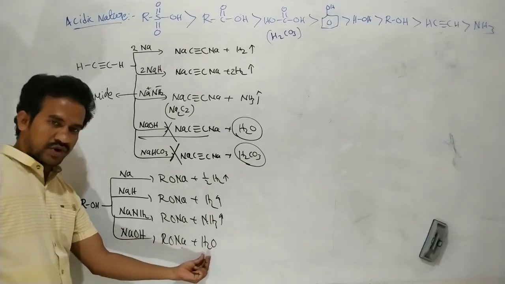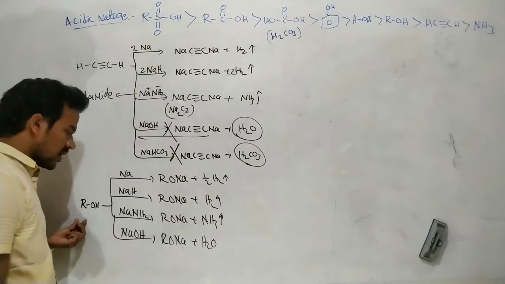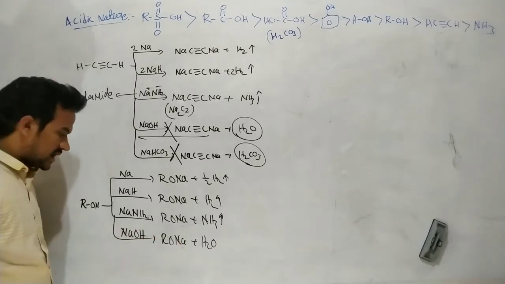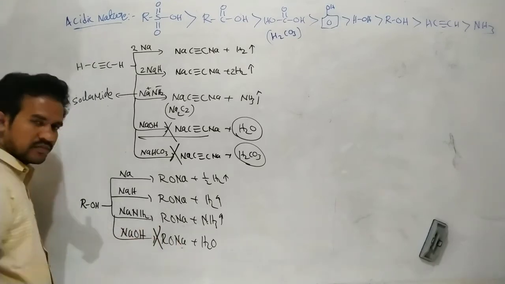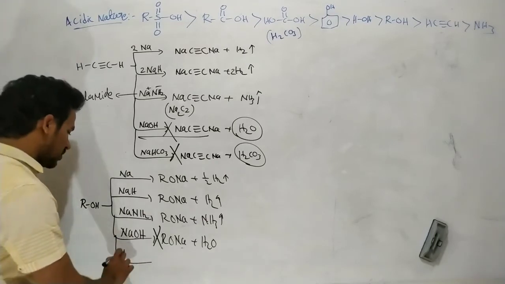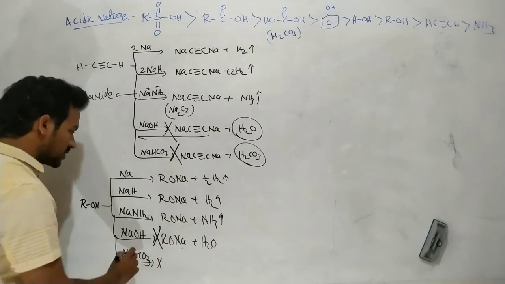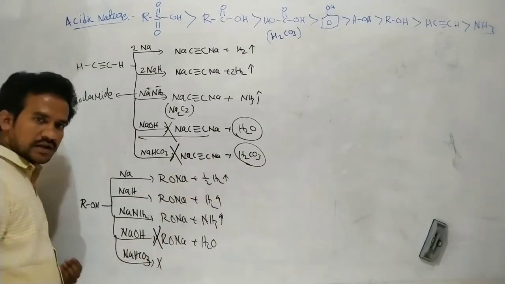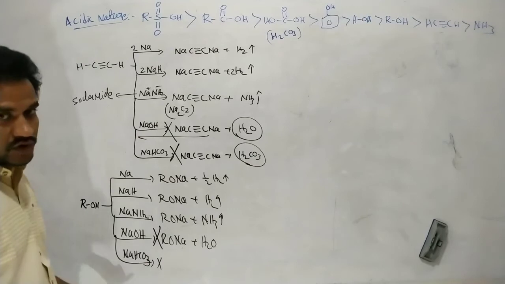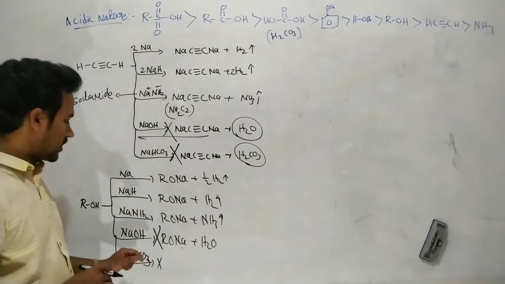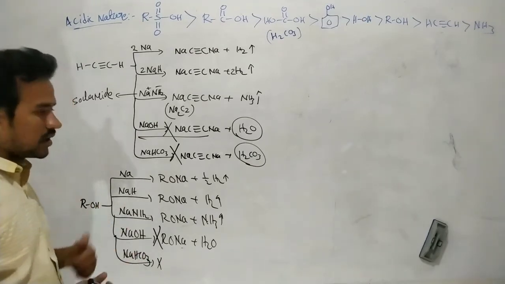This acid on the product side is a stronger acid than the alcohol, so the backward reaction takes place. Here there is no forward reaction, and similarly no reaction with sodium bicarbonate either, because the carbonic acid is again a stronger acid than the alcohol. It means sodium bicarbonate cannot be decomposed by the alcohol.